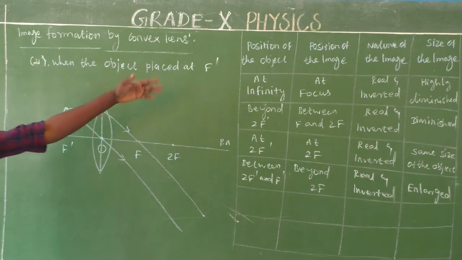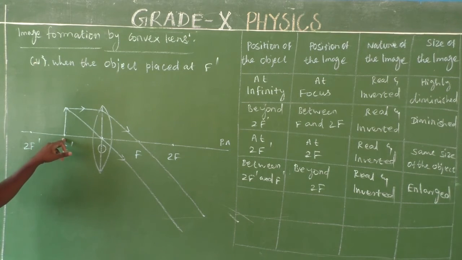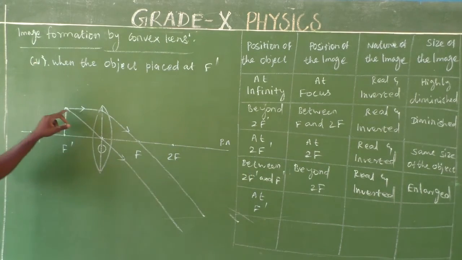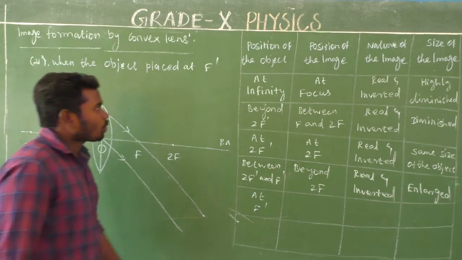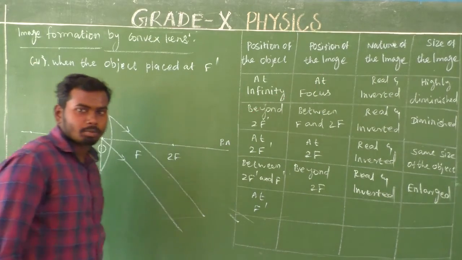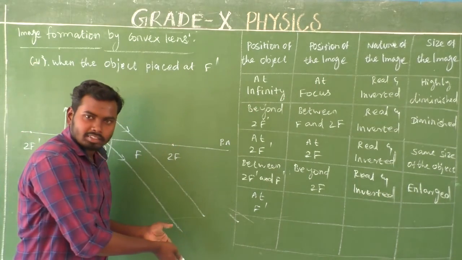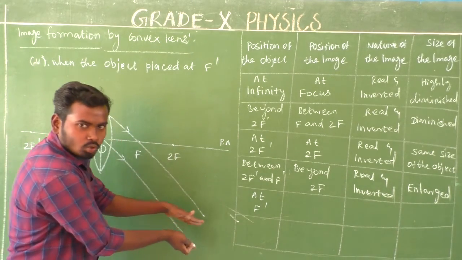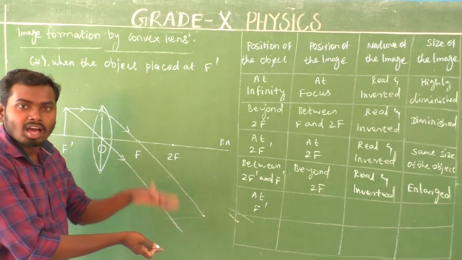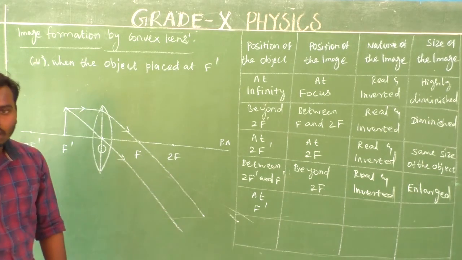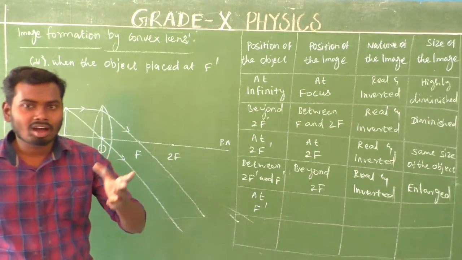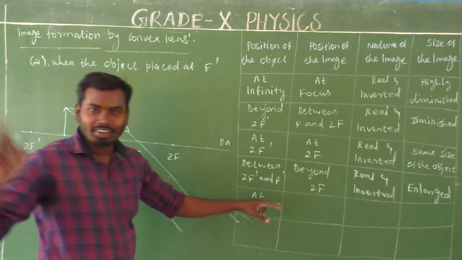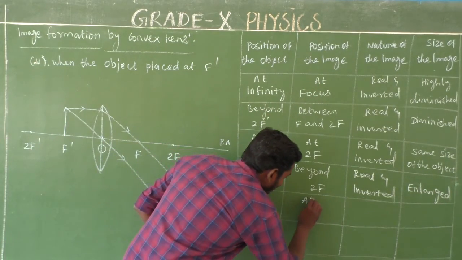So fill the table column. What is the position of the object? That is F dash, which means focus. Next one, the position of the image. What is that? The image is formed below the principal axis. This is the principal axis. So that image is considered as what image? That is a real image. Sorry, all real images are inverted images. Is it clear? So what is the position of the object? At infinity. Position of image.